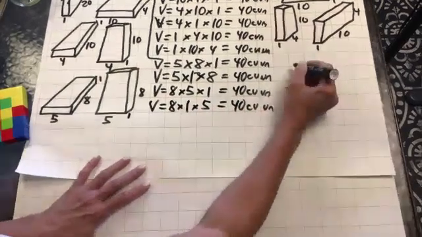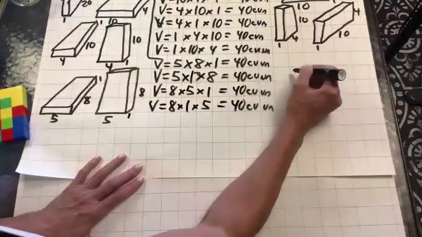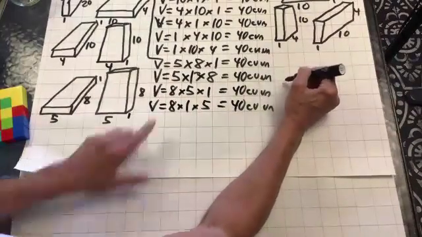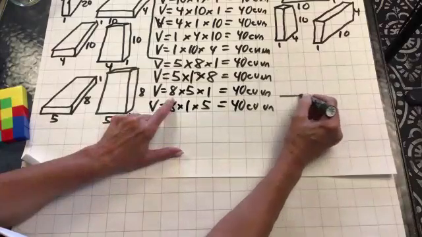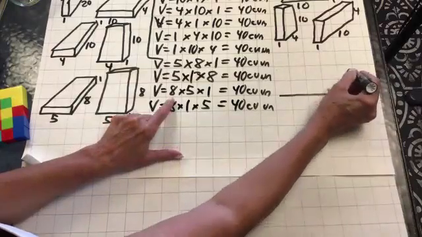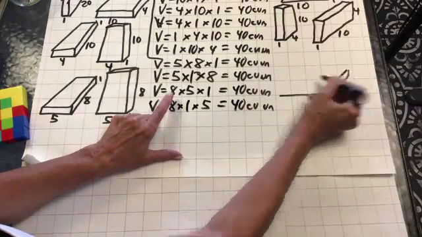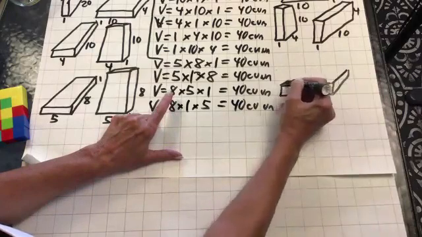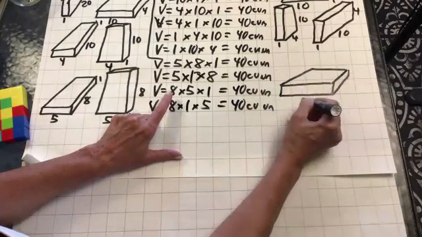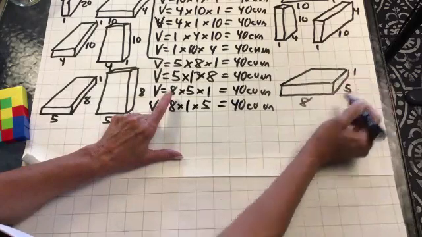See how many ways you can do it. It's a competition. All right, so we have 8 wide by 5 deep by 1 tall. So I'm just drawing to represent what we're doing. 8 by 5 by 1.